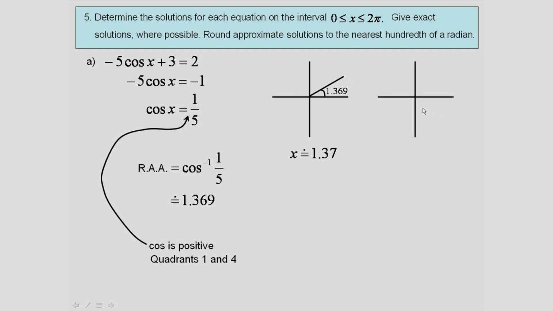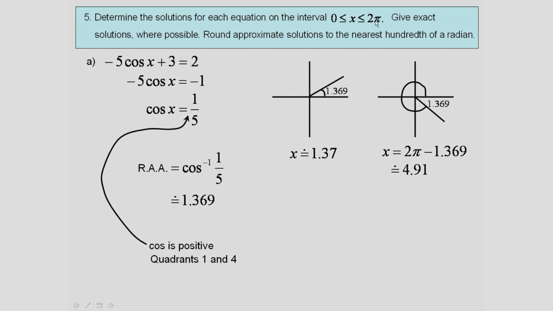Let's take a look at our quadrant 4 option. Terminal arm in quadrant 4, the related acute angle is 1.369. We need to find the angle in standard position. How do we do it? Well, we take a full 2 pi, which would be all the way around, subtract off 1.369, and that'll give us our angle x. Okay, so 2 pi minus 1.369 on your calculator, rounded to the nearest hundredth, works out to about 4.91.